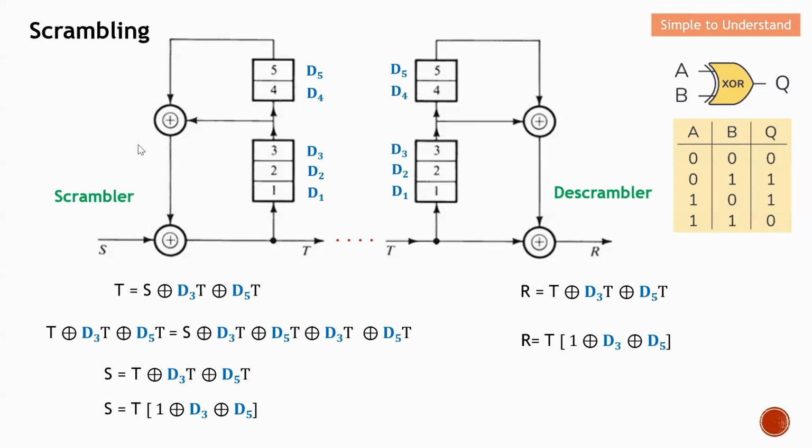Okay, so basically, this will be the data set over here. After that, they will do an exclusive OR with S. So basically, this is how I arrive at this equation. Let's come to the truth table first.